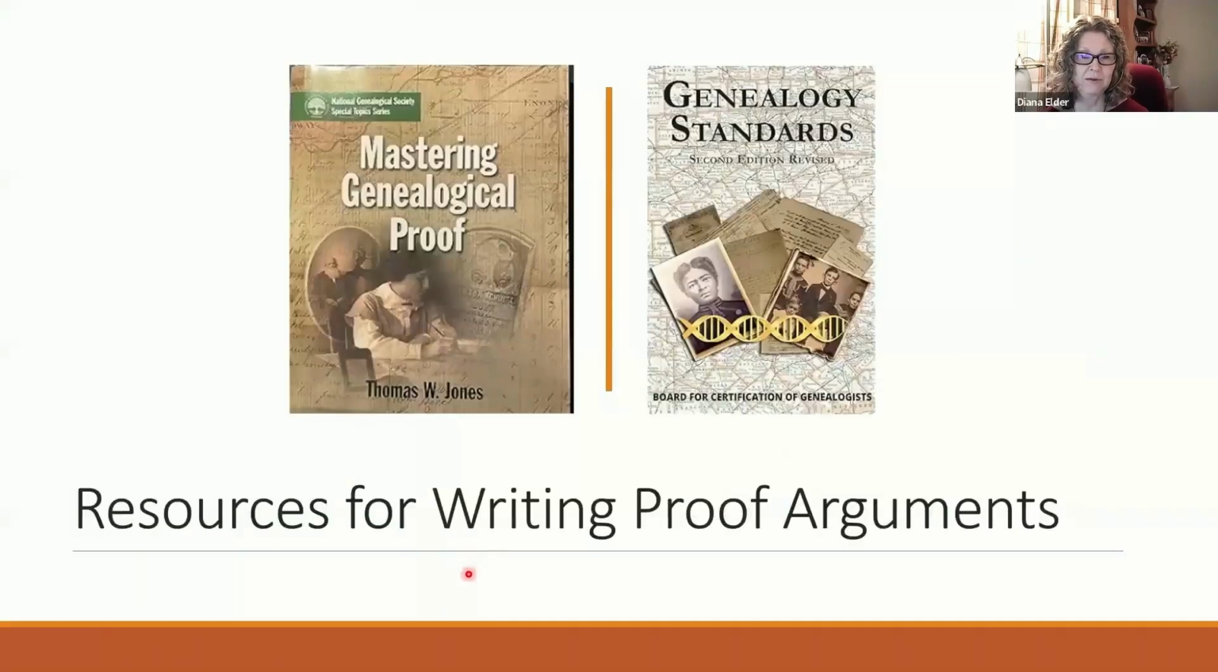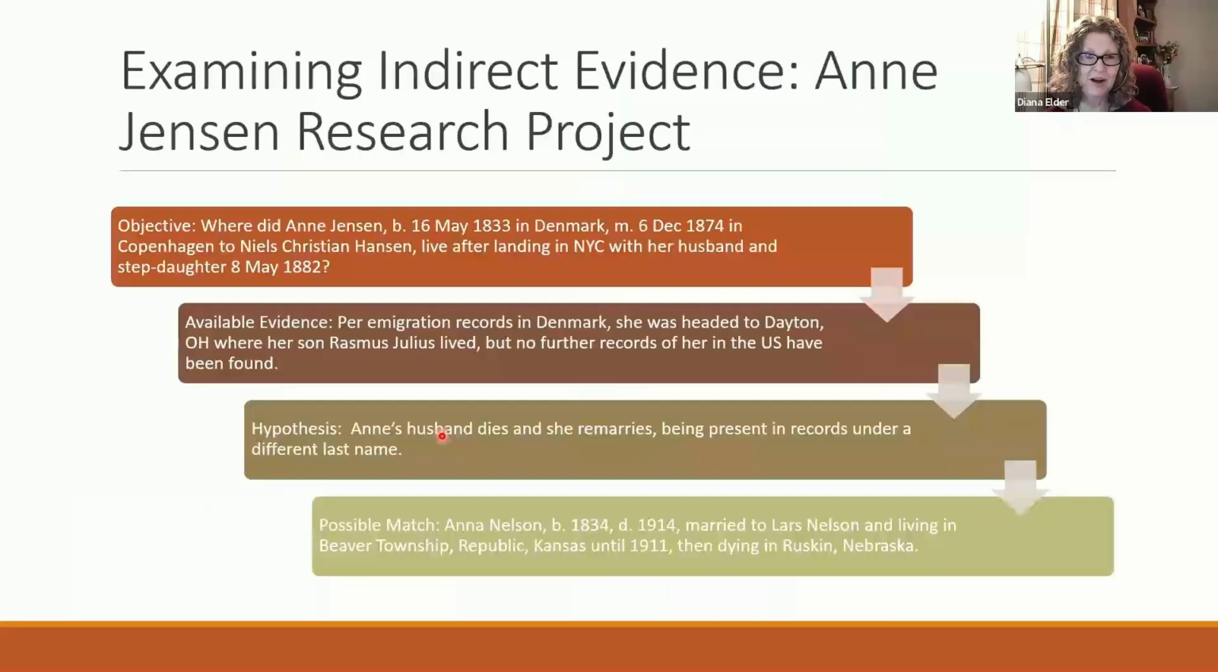All right, so if you're really interested in learning more, then I would suggest you get a hold of Mastering Genealogical Proof by Tom Jones and the Genealogy Standards Second Edition by the Board for Certification of Genealogists. And then whenever a question comes up, you can look it up. I would recommend going through this book because it's sort of a workbook where you learn and then you have questions to answer and you get to actually try to understand with case studies. And so it's a good one to study and use as a course, perhaps, to help you learn how to write.